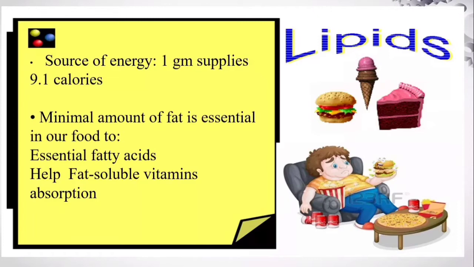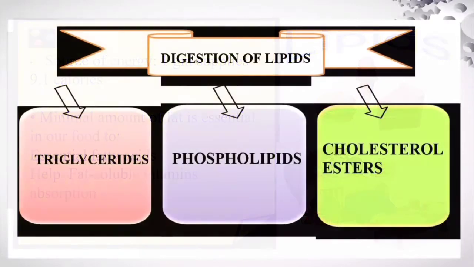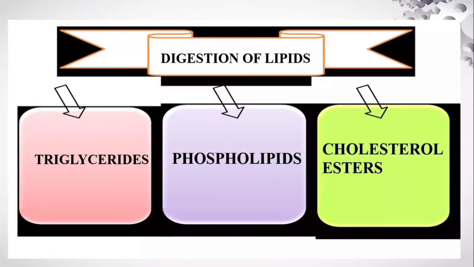Fat soluble vitamins like vitamin A, vitamin D, vitamin E, and vitamin K will be absorbed better when fat is consumed with them. There are three processes involved in the digestion of lipids. First one is the digestion of triglycerides. Next is the digestion of phospholipids. And lastly is the digestion of cholesterol esters.